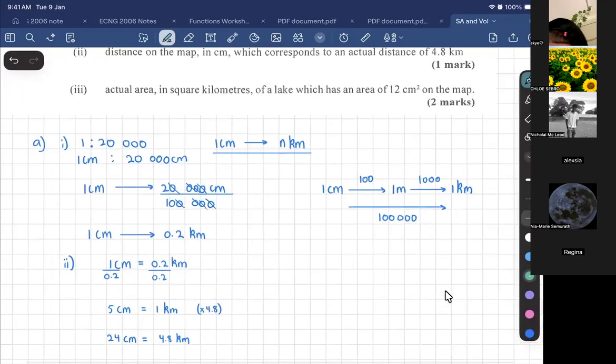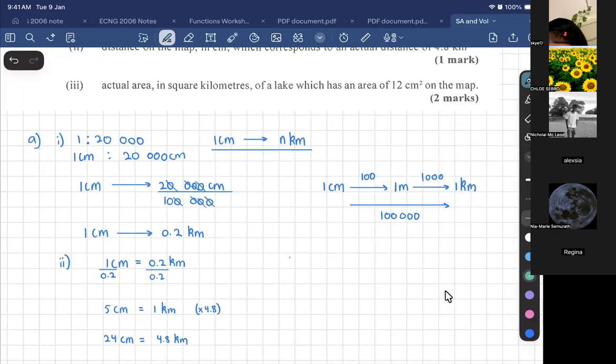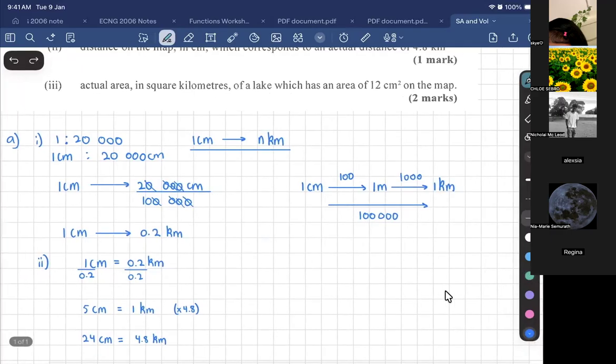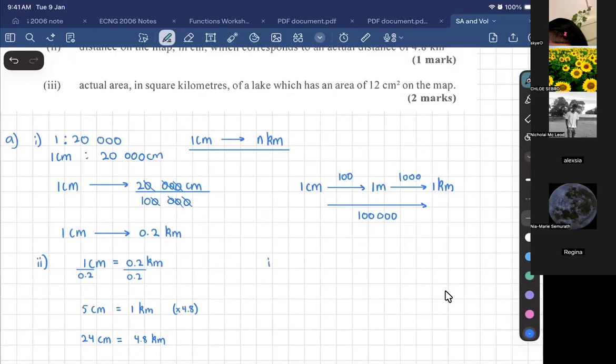All right, so let's move on to part 3 now. Read part 3 for me. Actual area in square kilometers of a lake which has an area of 12 centimeters squared on the map. Right, so I have to be real careful about this.